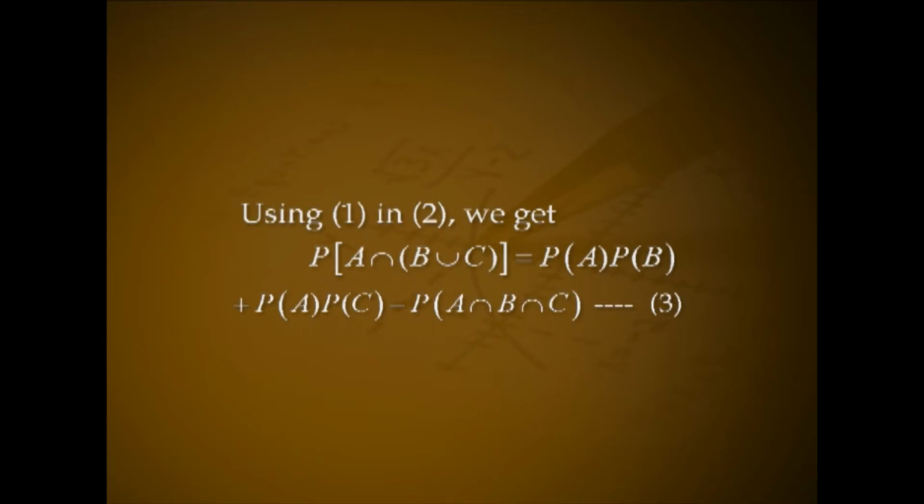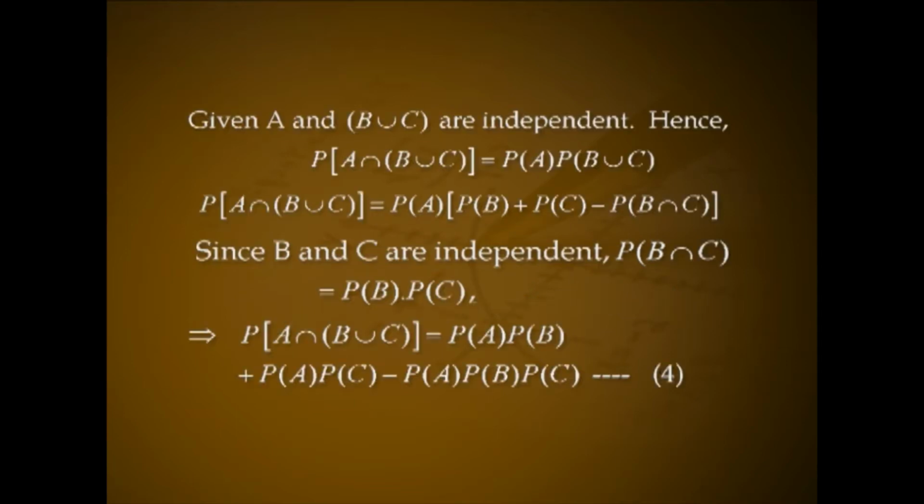Using number 1 in number 2, we get P of A intersection B union C equal to P of A into P of B plus P of A into P of C minus P of A intersection B intersection C. Let it be equation number 3. Given A and B union C are independent, hence P of A intersection B union C equal to P of A into P of B union C. P of A intersection B union C equal to P of A into P of B plus P of C minus P of B intersection C.